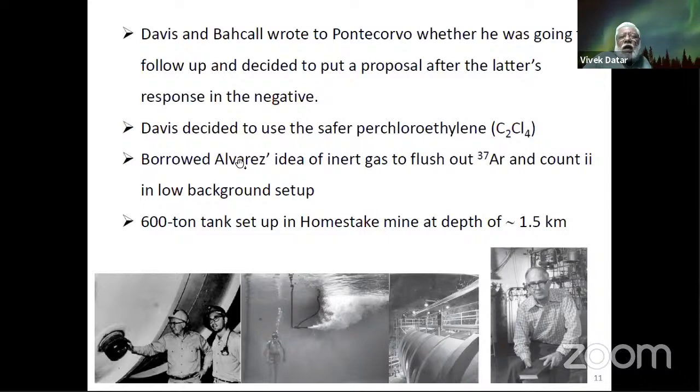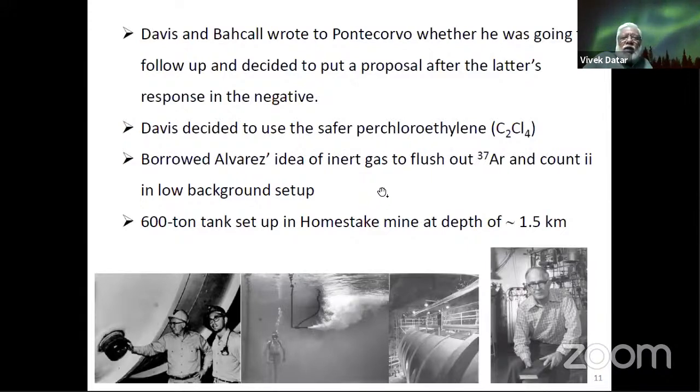Anyway, he borrowed Alvarez's idea of using inert gas to flush out 37Ar, radioactive argon, but he did it now with argon gas itself. So if you take pure argon gas, you can bubble it through the tank of C2Cl4 and then flush it out. And then the small amount that you have put in, you take it out and count it in a very low background setup. In fact, this low background setup was using some big gun barrels, I think, of heavy metal, which he found as surplus after the war, and that provided very good shielding from the outside radioactivity.